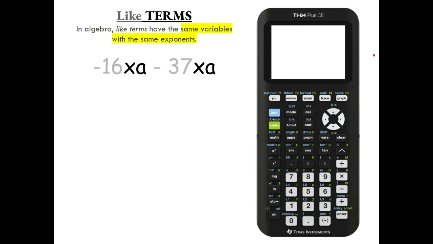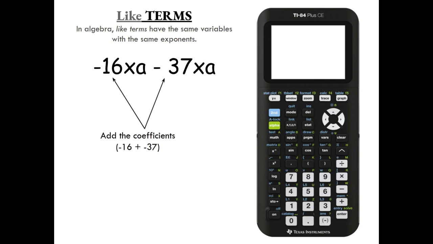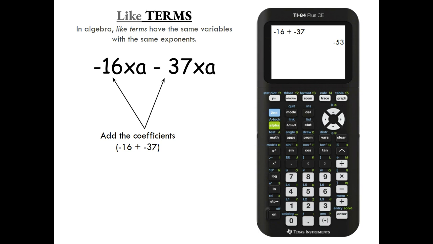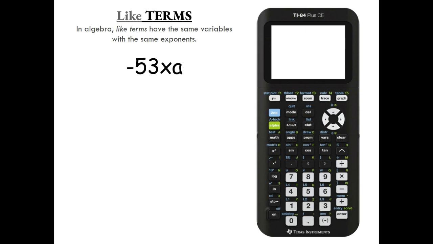And again, to add like terms, you add the coefficients. The coefficients in this case are negative 16 and a negative 37. We add the coefficients together to get negative 16 plus a negative 37, or you could do negative 16 minus 37. Either way is fine. And the answer is negative 53xa. You can't just write negative 53. That's not the answer. The answer is negative 53xa.